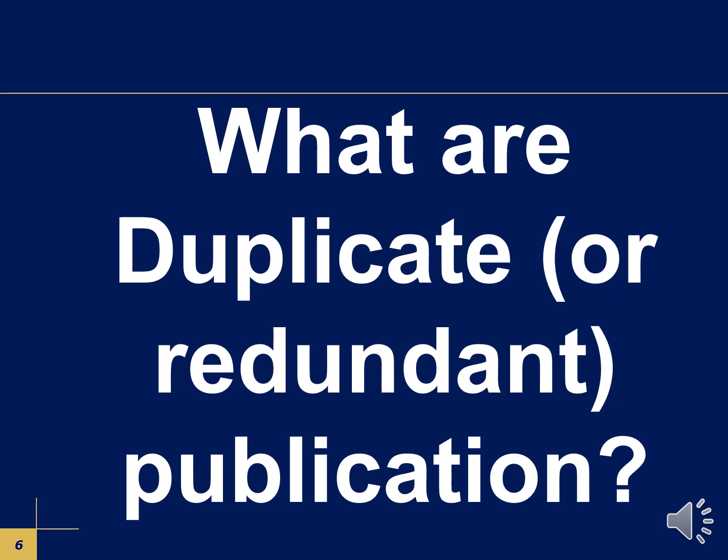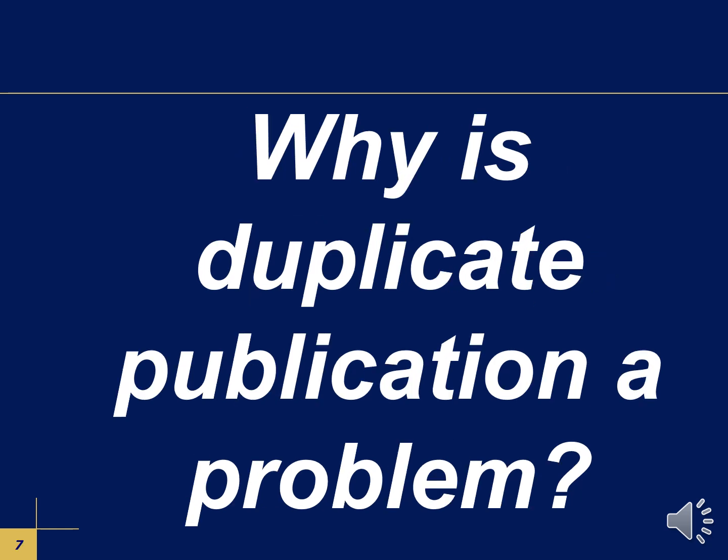Now, talking about the problem of redundant or duplicate publication, why is this duplicate publication considered a problem? Because publishing the same information twice, publishing the same information in many journals, is a problem. This is a problem in many ways.